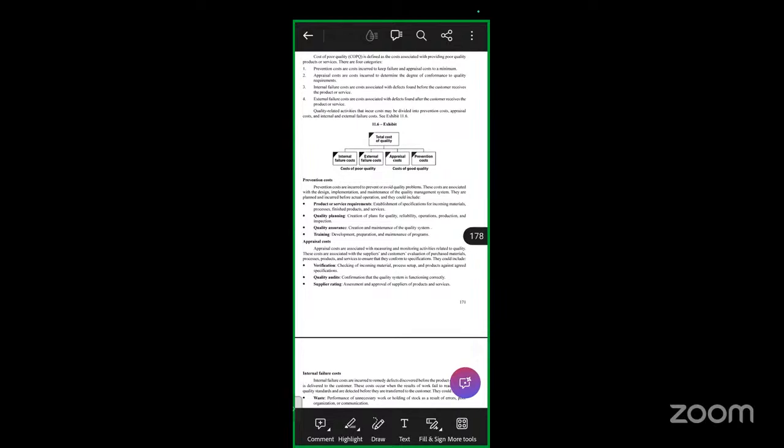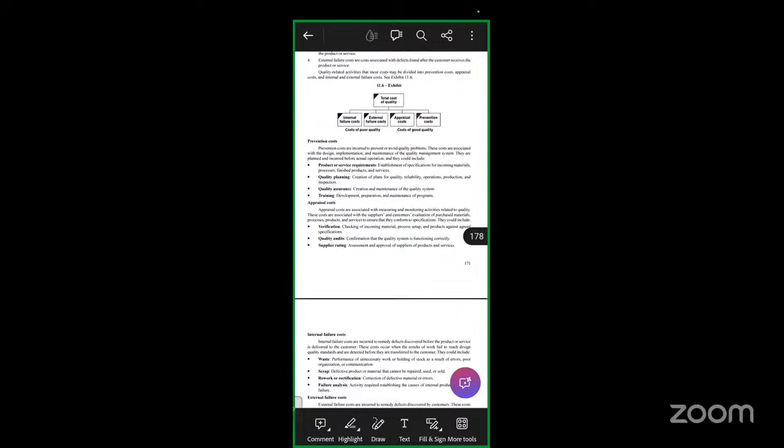That's called appraisal cost, and then prevention cost. In order to prevent failure, they take some measures like quality planning, quality assurance, and training of employees. This is the prevention cost.